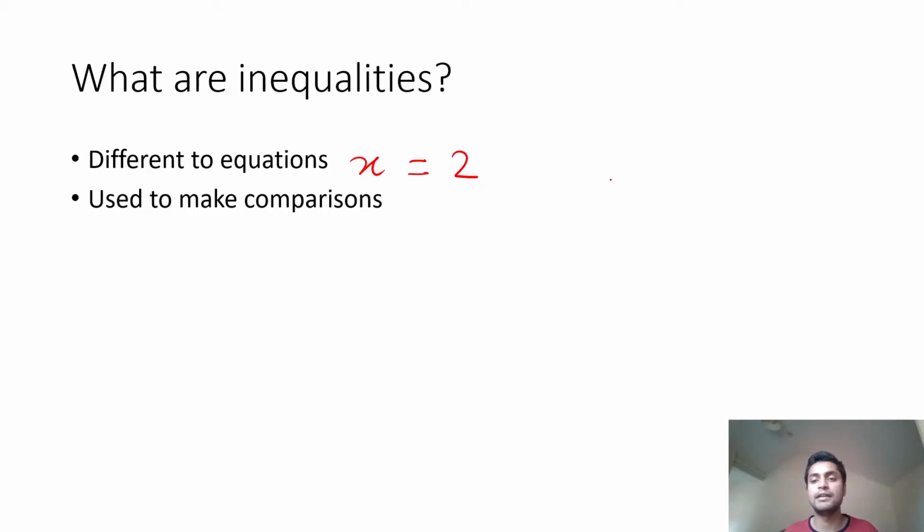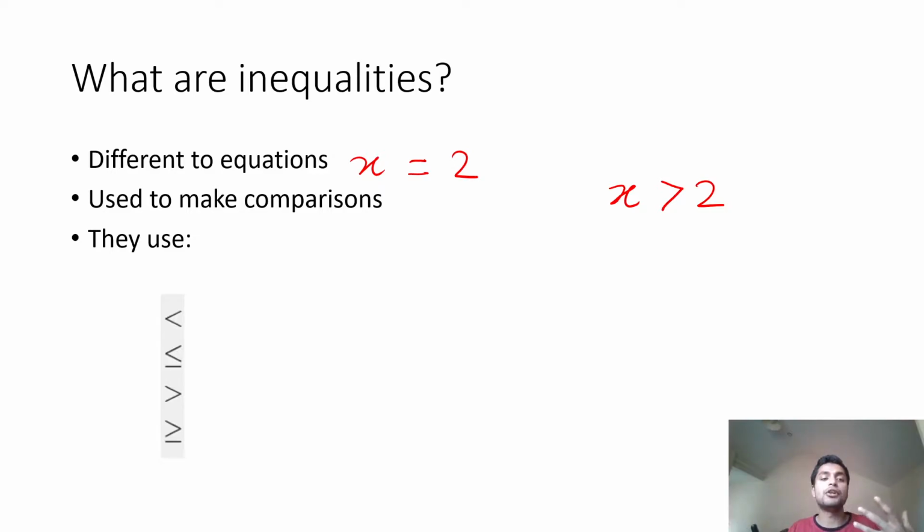So if I was to say that x is greater than 2, that means x can take any value that is greater than 2, or any other value that x takes has to be greater than 2. Now, they make use of all these symbols. So it could be less than, less than or equal to, greater than, or greater than or equal to.